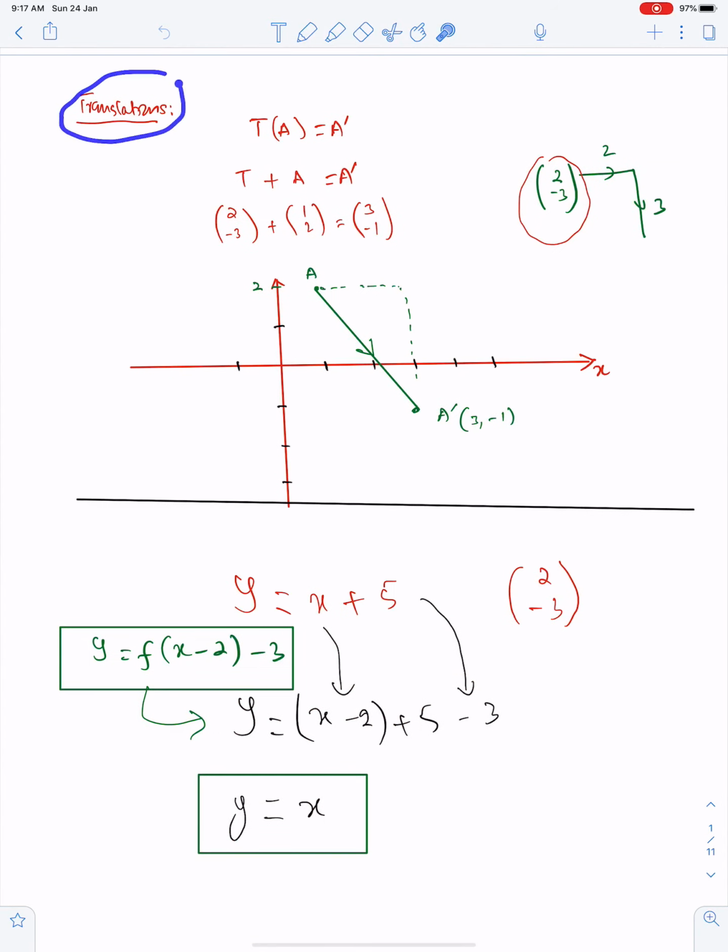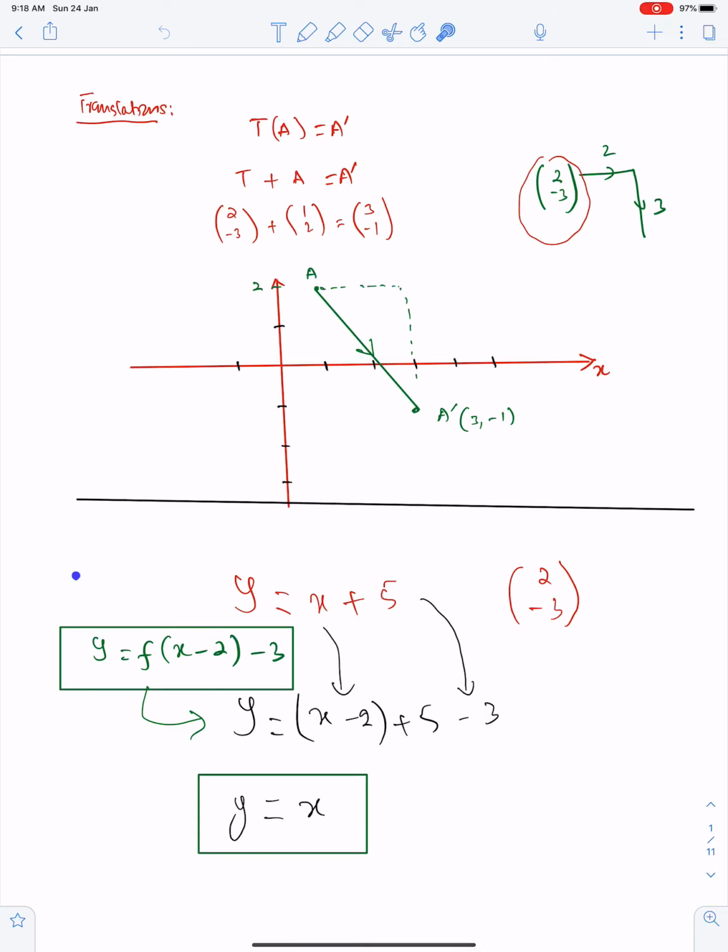As you have done in O levels, this equation means T maps A onto A dash. That is, T plus A is equal to A dash. If this is T and if this is A, then this will be A dash. This translation vector means you have to go 2 units right and 3 units down. On the grid, if this is A, then by moving 2 units right and 3 units down, we can get A dash. We always first work horizontally and then vertically.